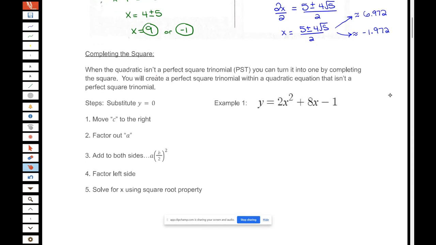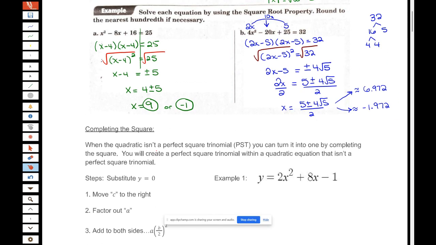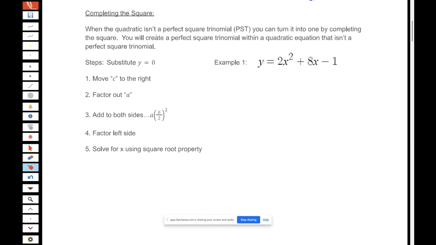Okay, so now let's talk about what happens when they don't give us something like they did up here, where it does factor into a perfect square. So we will complete the square to force it to be a perfect square, and this is the process that you will follow to do that.